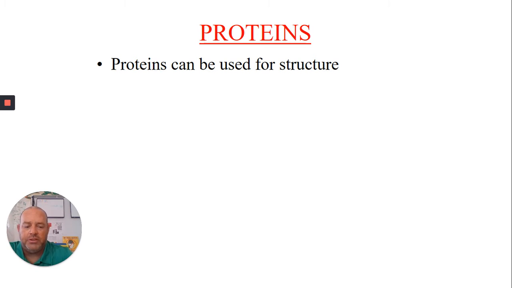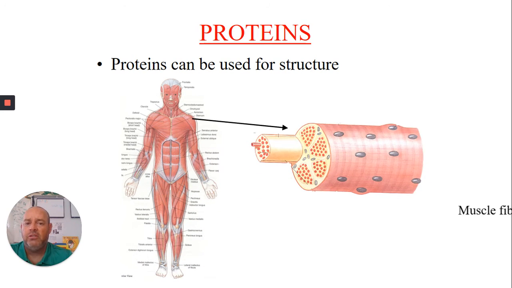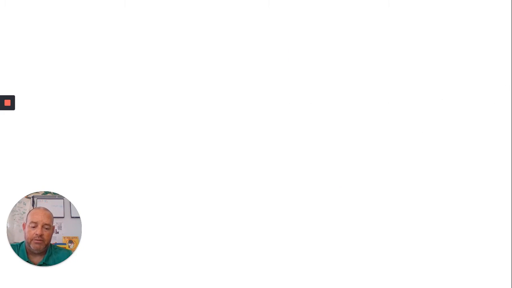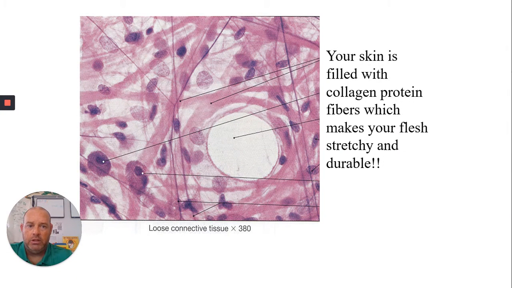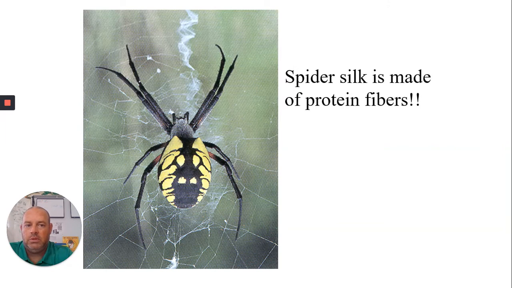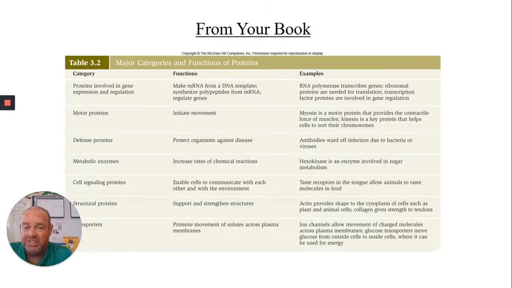So proteins. Part two here: proteins can be used for tons of different things, like literally tons of stuff. So it could be structure, okay? It could be things like muscle fibers, things like hair for structure. Your skin is filled with a collagen protein, which is what makes your skin stretchy. It's why you can pinch up the back of your skin, because the collagen is in there. Hooves and nails are made of proteins. Okay. Spider silk is made out of protein.